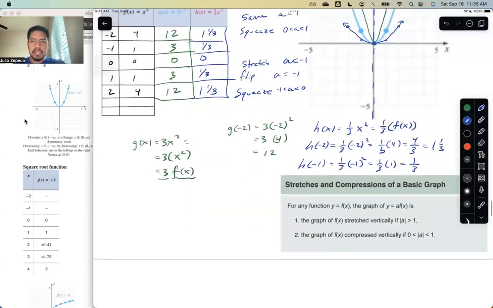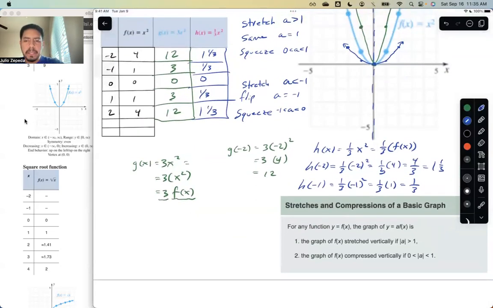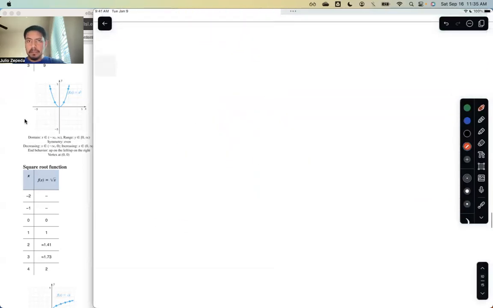Okay, so they word it here very technically in this green box in the textbook. If you put an a times the function, it will stretch vertically if a is larger than 1, or if the absolute value of a is larger than 1, meaning, in magnitude, it's larger than 1. Or it will be compressed vertically if the number is between 0 and 1, or if it is between 0 and -1. Okay. All right, so hopefully that helps a little bit.